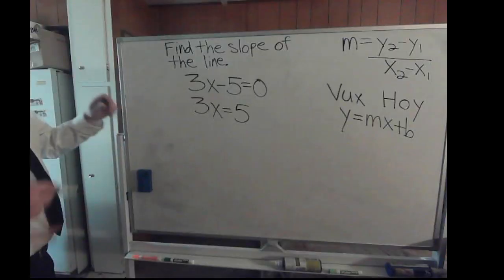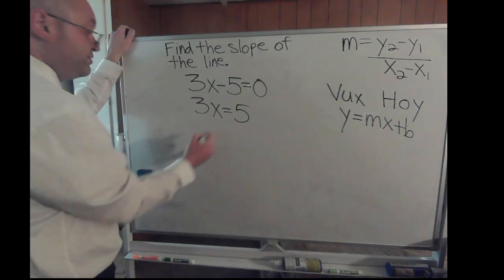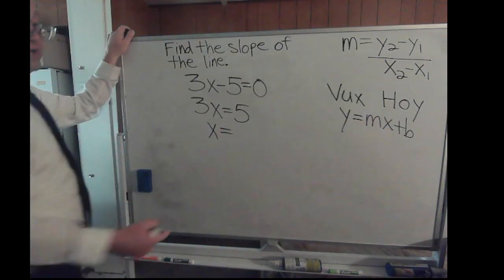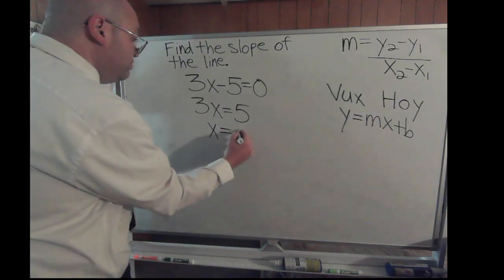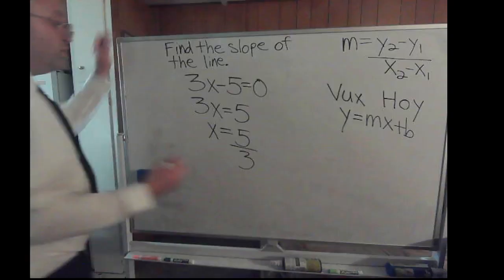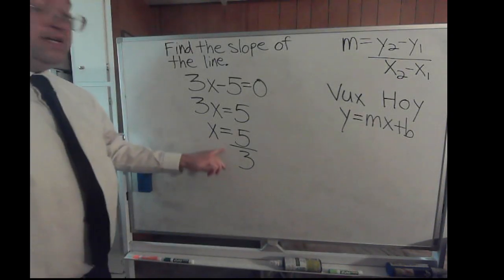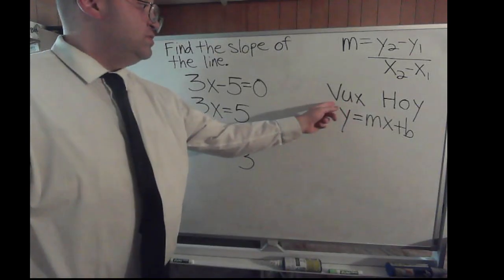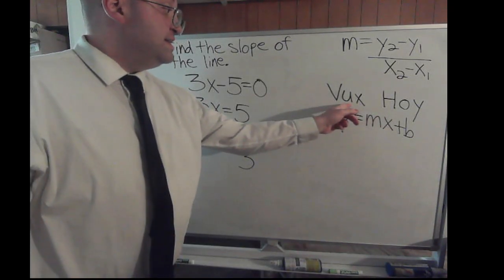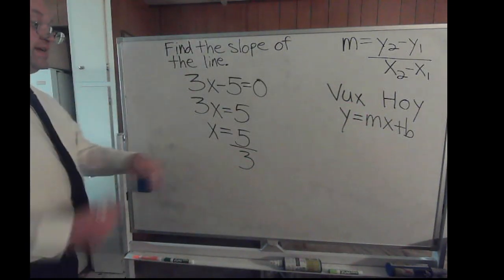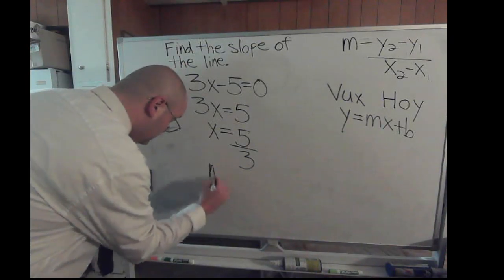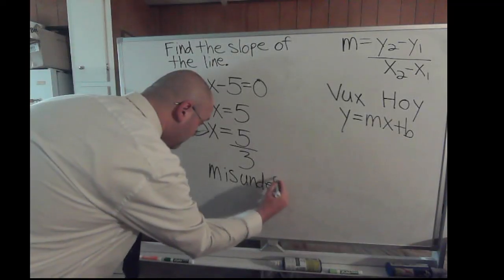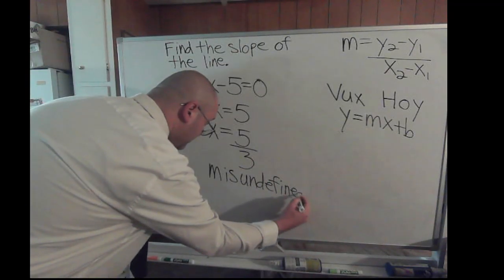Well, we just want to solve for x, so we got to divide the left side by 3. You do, in fact, get x, but you got to do it to the right side, too. x would equal 5/3. Well, what do you know? We're back to x equals a number. Remember Vux, vertical line, undefined, x equals. Since it's x equals, slope is undefined. There is no slope, it's undefined.